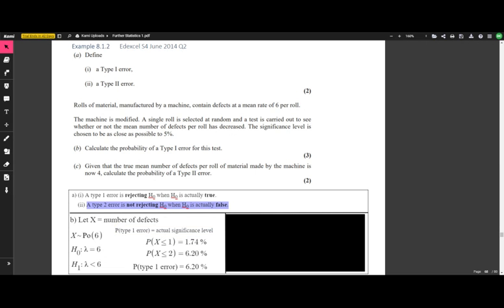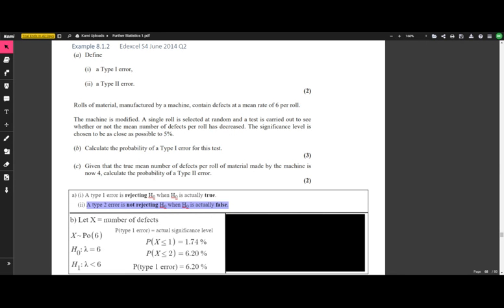The chance of a type 1 error is the actual significance level. This is a discrete distribution, so we can't get it perfectly to be 5%. And this question does specify we want to get as close as possible to 5%. So it could be less than 5%, it could be more.